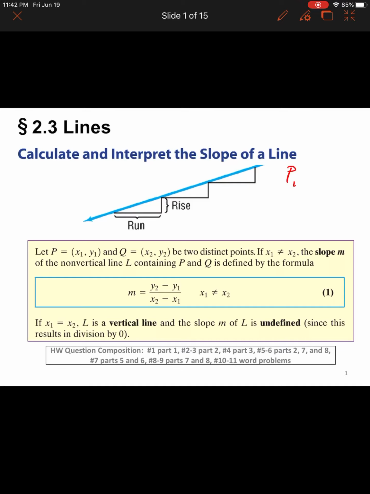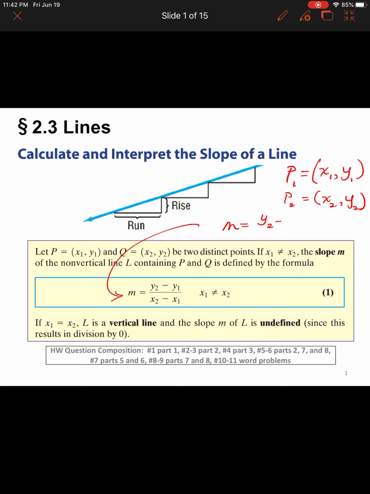So let's say you have point 1, which is x1, y1, and point 2, x2, y2. To find the slope, which is denoted by the lowercase m, see this little definition down here in this box.